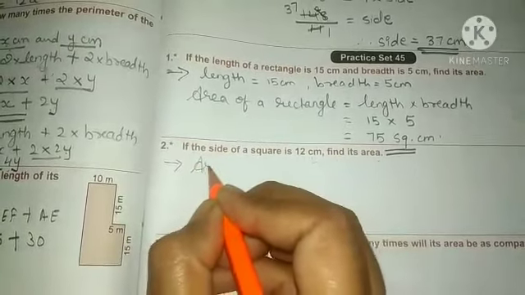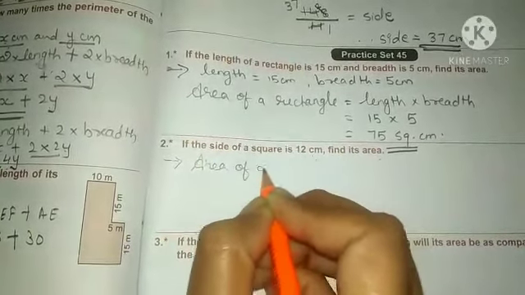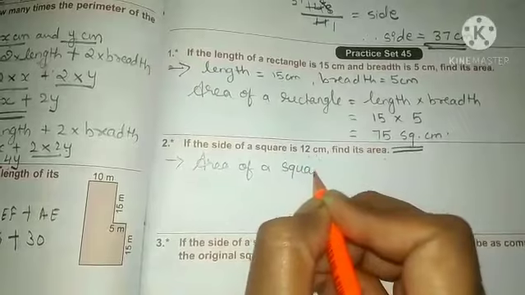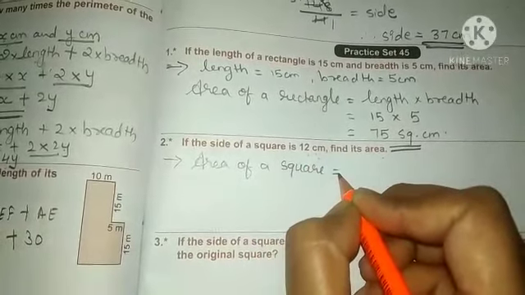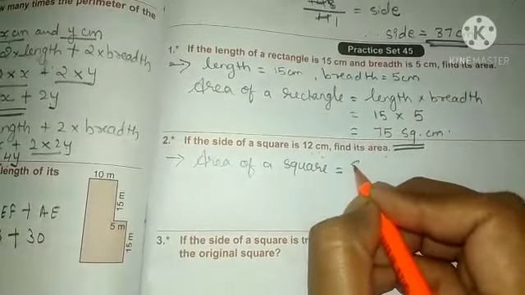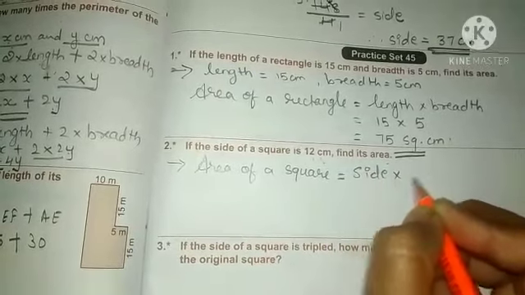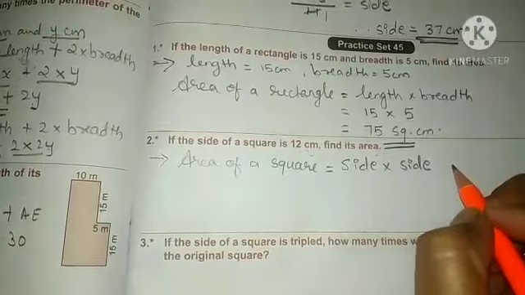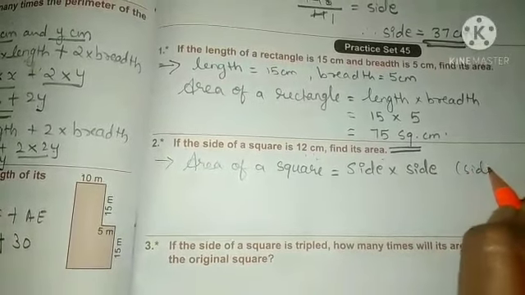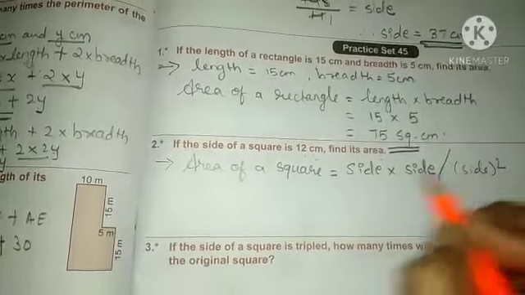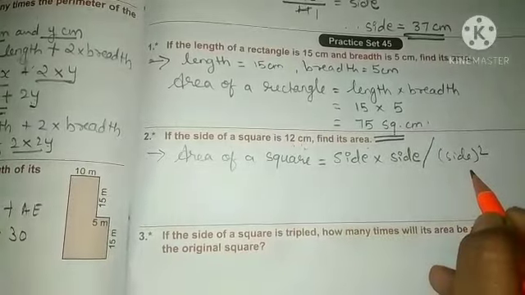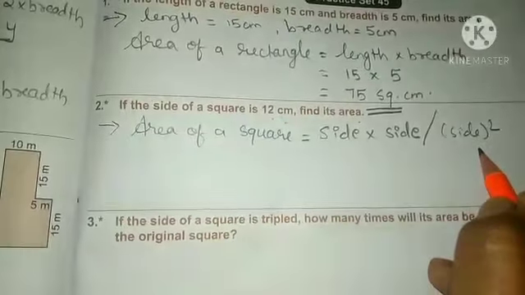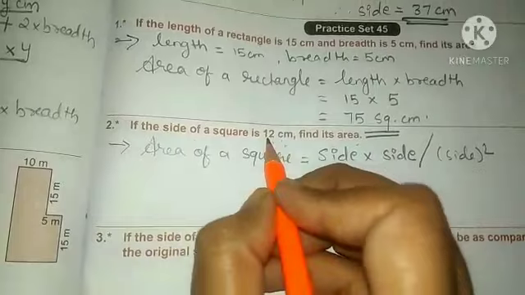By using the formula, that is area of a square is equal to, what is the formula for finding the area of a square? That is side into side. Clear? Or you can use the formula, that is side square. Clear? Either use side into side or use side square. Clear everyone?